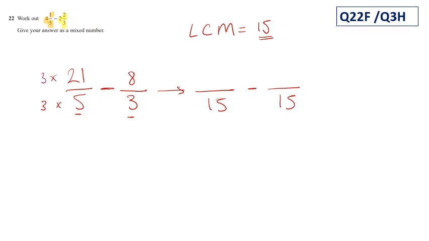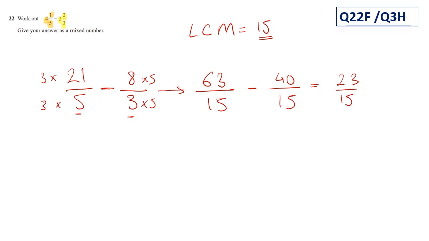So 3 times 5 is 15, and so 3 times 21 is 63. For the second fraction, I'm going to need to multiply both the numerator and denominator by 5. So if I scale that up, 8 times 5 is 40. And now I can do the subtraction. So 63 take away 40 gives us 23 over 15.